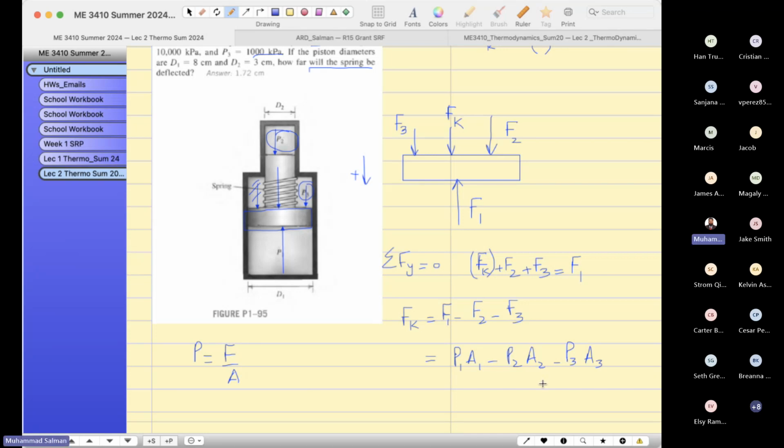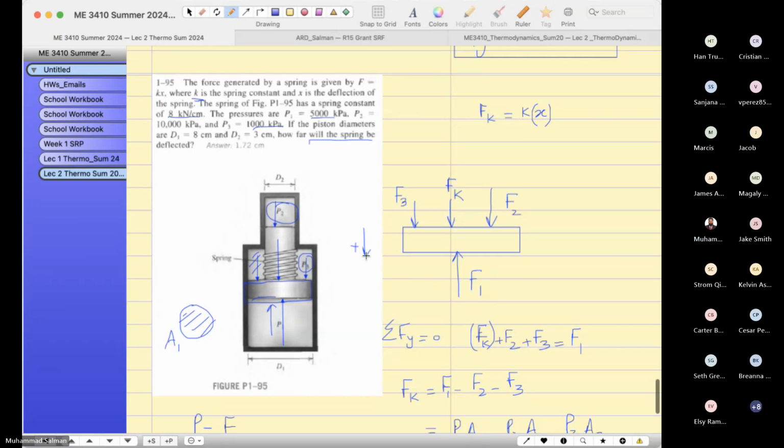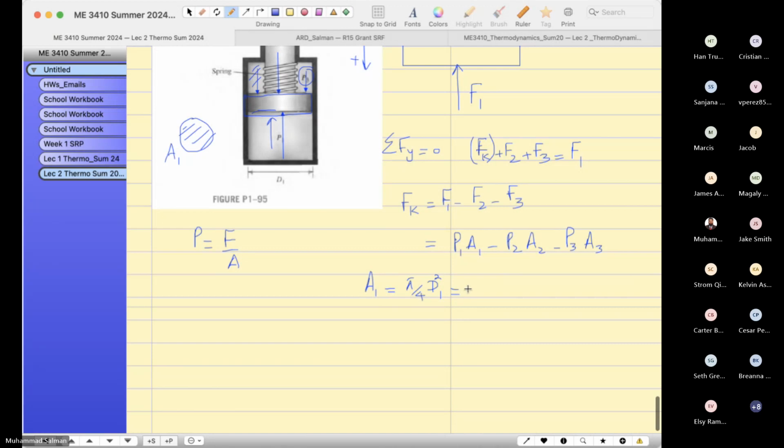Now, what is area 1? Area 1, if you look from the bottom, is a round shape. So can I write down area 1 equals pi by 4 d1 square? And if you do the math, the diameter has been given as 8 centimeters. And pressure P1 is given.